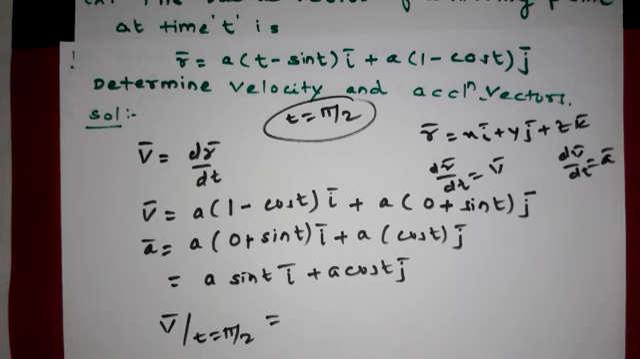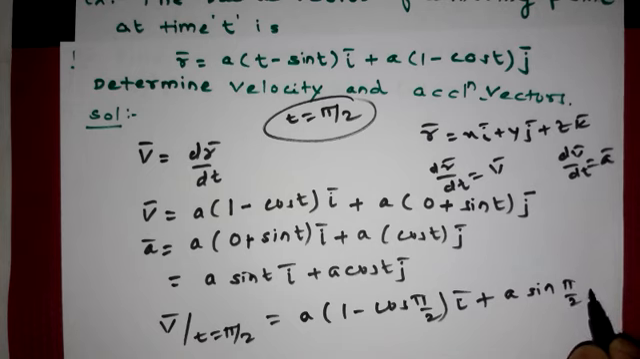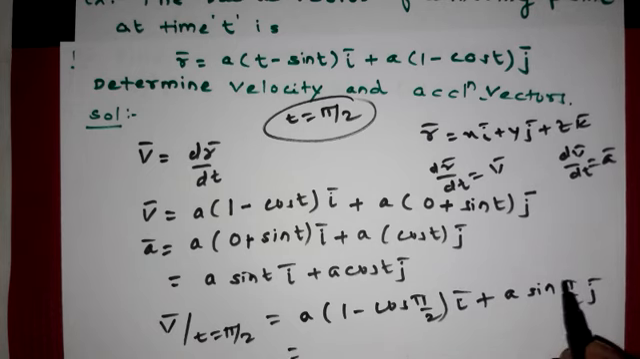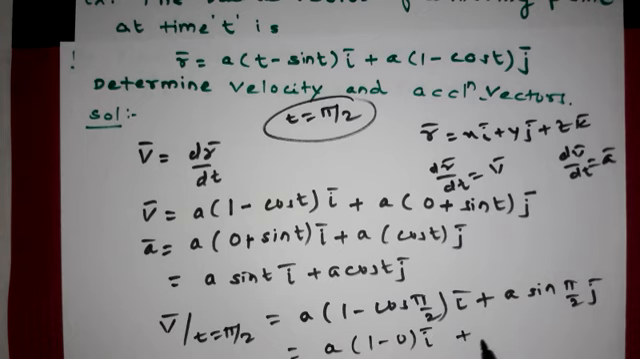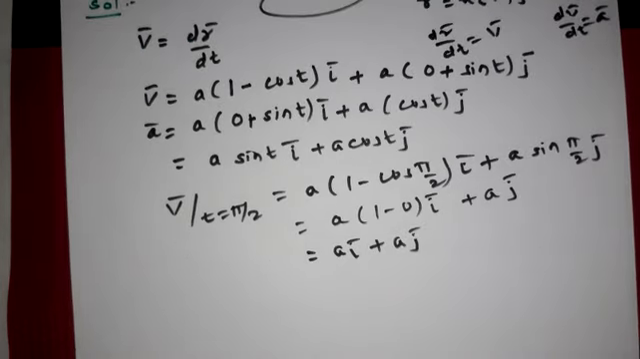Suppose the question is asked at this point, t equal to pi by 2. Put pi by 2 here: v bar equals a(1 minus cos pi by 2) i bar plus a sin pi by 2 j bar. We know that sin pi by 2 is 1 and cos pi by 2 is 0. So I get a(1 minus 0) i bar plus a times 1 j bar. So our answer is a i bar plus a j bar. This is our velocity vector.